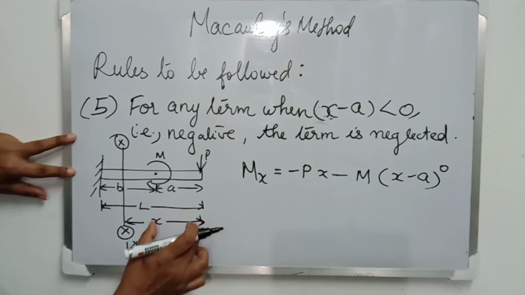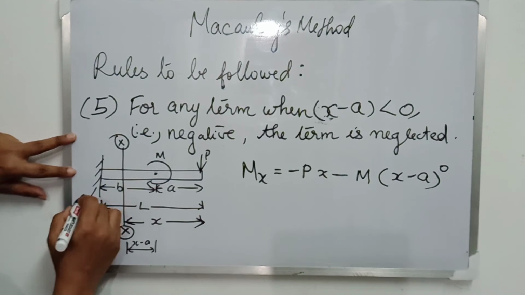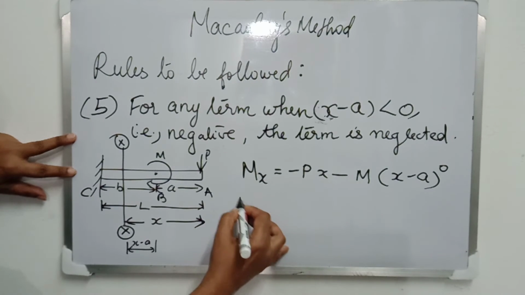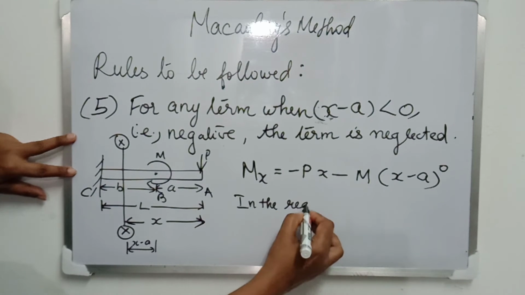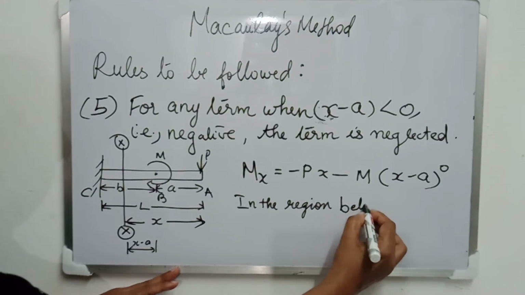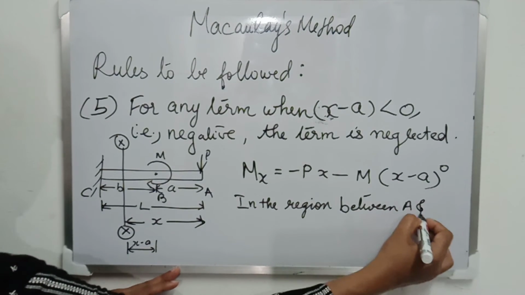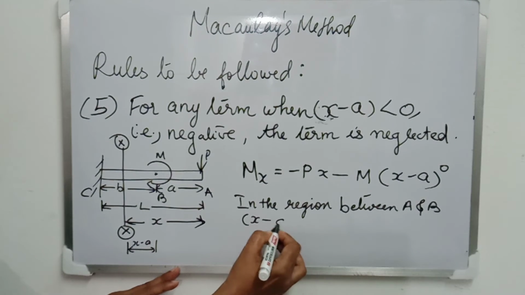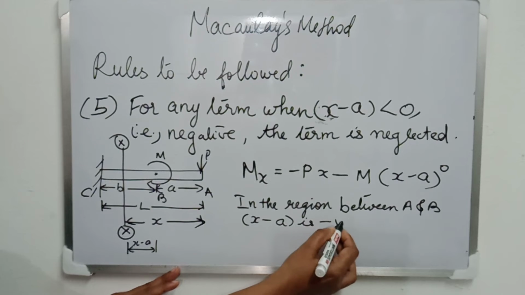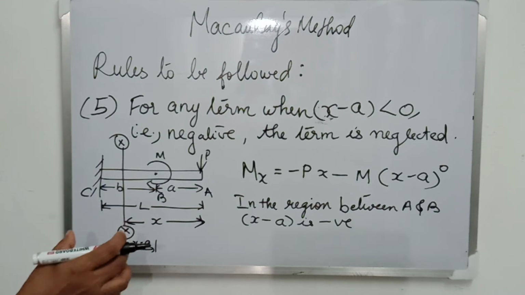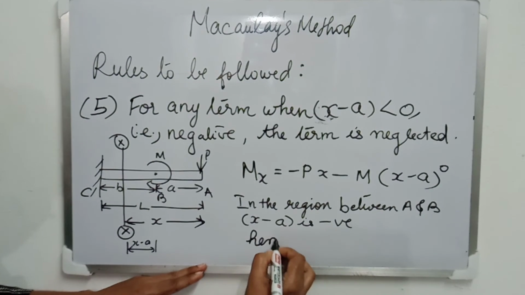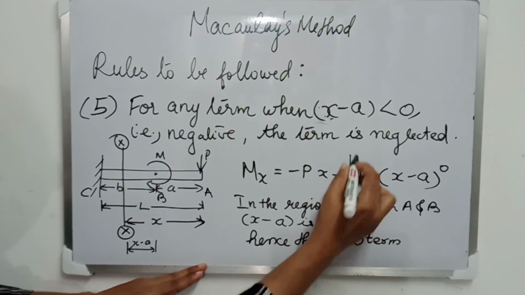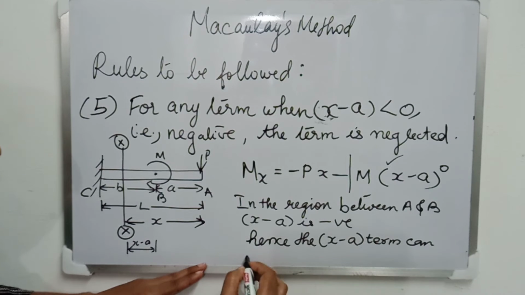Let us name the important points in the beam as A, B and C. Okay. So in the region between A and B, the value of x minus a will be negative. So in this region, the x minus a term can be neglected. Hence the term beyond the partition line can be completely neglected.